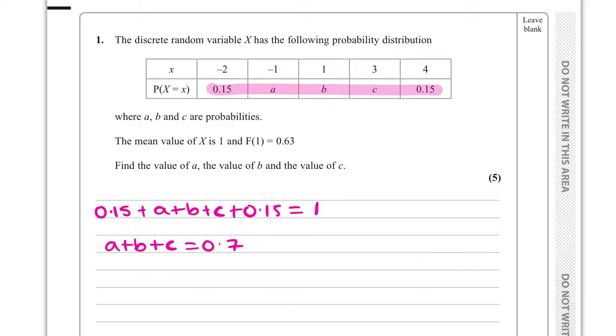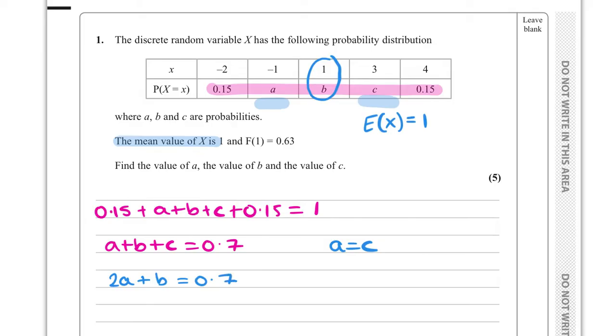Then the next clue it gives us is that the mean value of x is 1. What does that mean? That means our expected value is 1. If our mean is 1, that means this is symmetrical, because we can see here that our middle number is 1. So this means it's symmetrical. That means that a equals c. So there's another clue that they've given us. a equals c. So technically, you could say 2a plus b equals 0.7, or 2c plus b equals 0.7, because we know that a equals c.